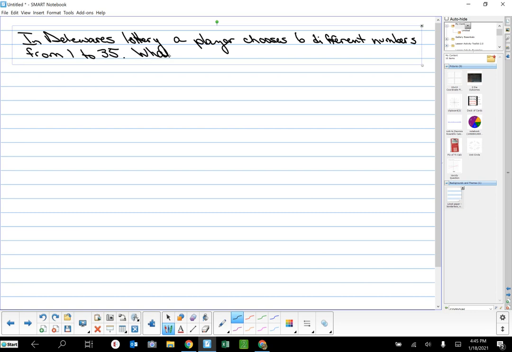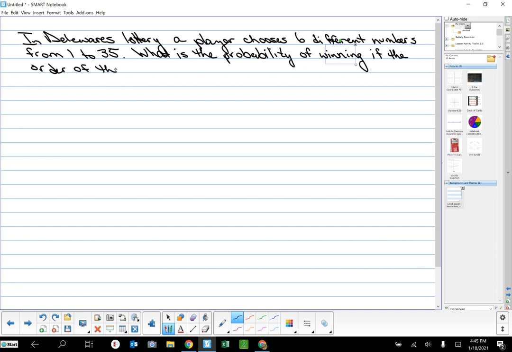What is the probability of winning if the order of the numbers does not matter and the ticket buyer purchases only one ticket.